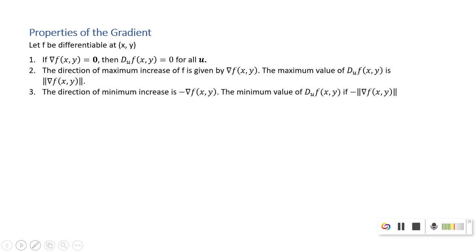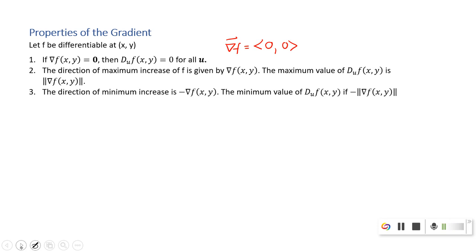All right, so a little bit more information, some properties about our gradient vector. If our gradient vector equals 0, so again, the gradient is a vector, so when I say equals 0, I mean both components equal 0. Then our directional derivative is 0 in every single direction. So regardless of what direction you move in, the derivative is going to be 0.